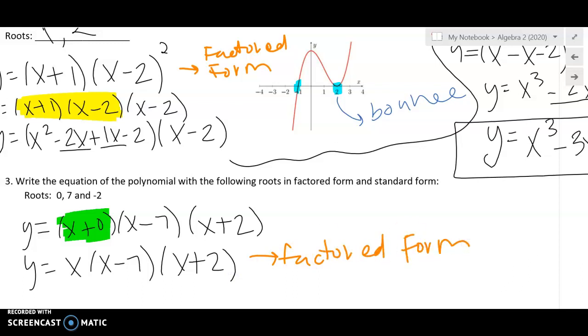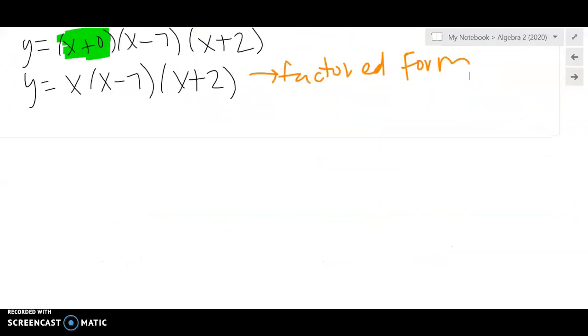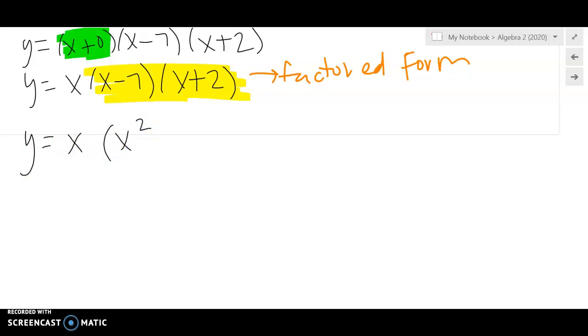And then let's do standard form. So when I do standard form, I'm going to scroll down so you can see way better. I'm going to go ahead and multiply those binomials. So I'm going to have y equals, x will stay in the front. Let's see what we get. X times x is x squared. X times 2 is 2x. Negative 7 times x is negative 7x. Negative 7 times 2 is negative 14. Let's combine these middle guys.